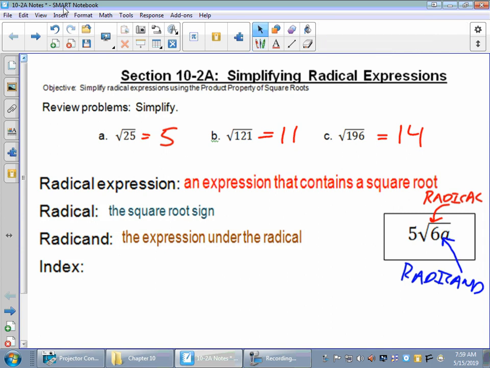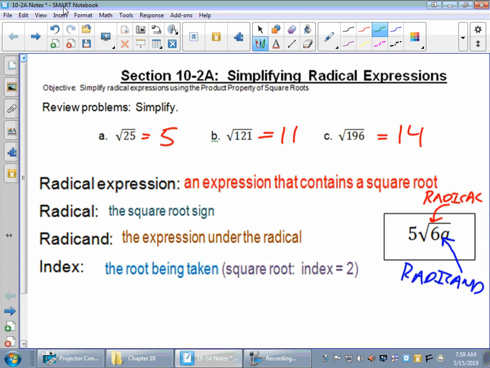And then finally, the index. The index is the root being taken. A lot of times it's understood that it's 2. We don't have to put it in there, but in this case, the index is 2 because it's the square root. And this number out in front, just like in every other sense this year, is called the coefficient. It's the number out in front of the radical. Okay, so those are some terminology dealing with radical expressions.